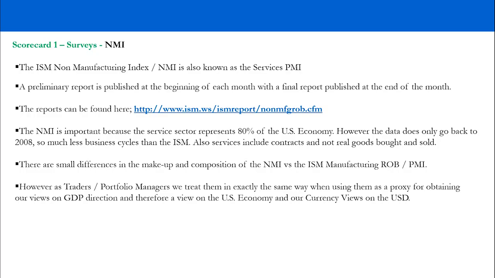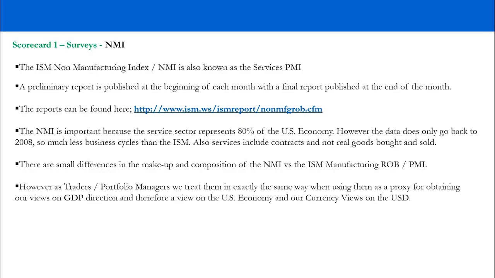Well, the NMI is important because the service sector makes up 80% of the US economy. There are a couple of drawbacks. The data only goes back to 2008, so it's covering much less data and fewer business cycles than the ISM. So we can't have as high a level of confidence in the NMI as in the ISM. But it's also because the service sector includes contracts between parties and not real goods bought and sold. So there is a question mark over its authenticity, in terms of analyzing real demand in the economy.